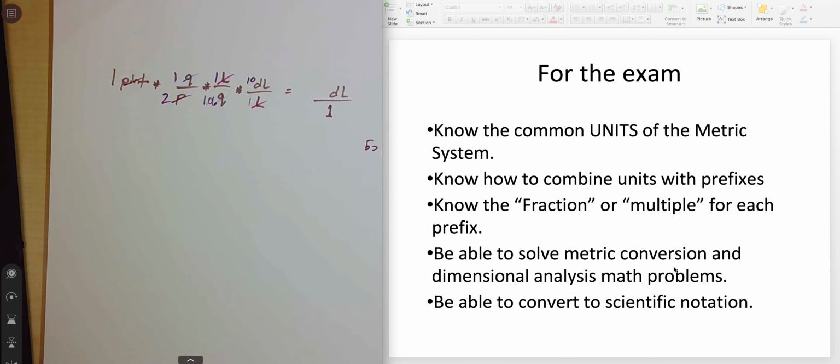Make sure for the exam that you guys can walk through common units for the metric system, know how to combine those units with the prefixes like kilogram or kilometer, so forth, so on. Know the fraction and the multiple for each of these prefixes. Kilo is 1,000 or 1 times 10 to the 3, so forth, so on. Be able to solve metric conversions and dimensional analysis math problems. And that's something that you guys are going to be practicing in lab.